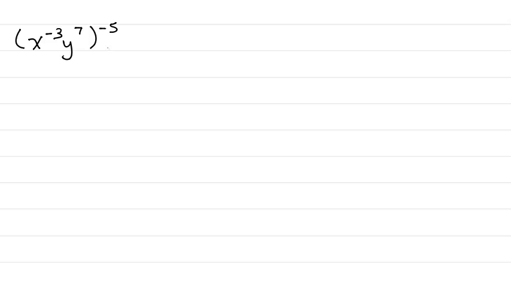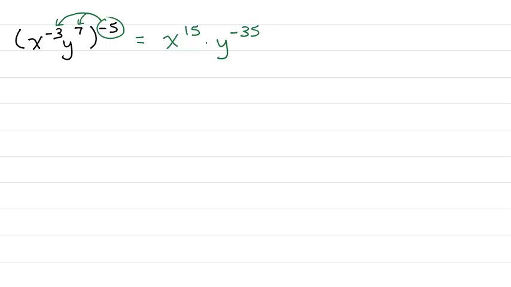Here's a different twist with a negative on the outside. So let's go with the rules. Simplify first. There's nothing to put ones on, so this becomes x to the negative 3 times negative 5 is positive 15, times y to the 7 times negative 5 is y to the negative 35th.